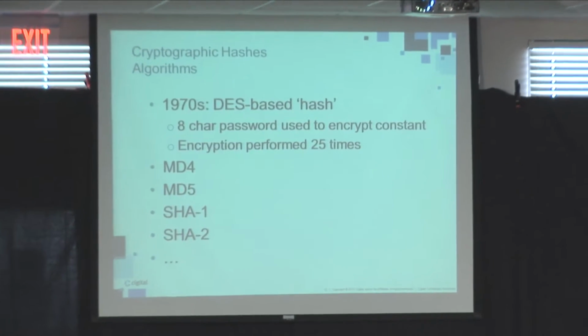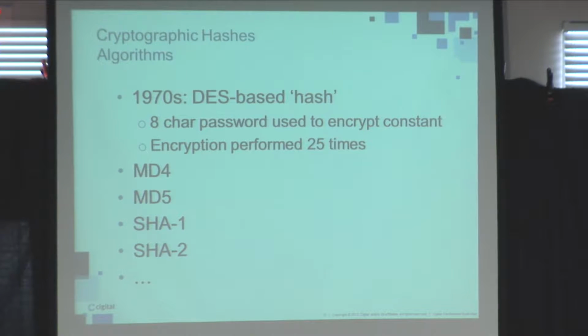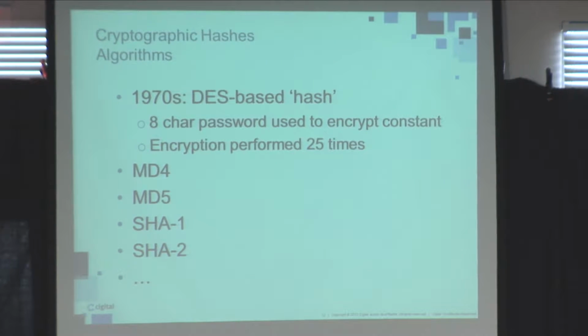In terms of algorithms, back in the 1970s, there was a DES-based hash function that Unix used. Essentially, you would have up to an 8-character password. It would encrypt a constant with that password, do the encryption 25 times, and store that value. Anybody know why? DES is an encryption algorithm, right? So normally we would encrypt the password with a cryptographic key. Anybody know why they chose to encrypt a constant with the password and did the encryption 25 times?